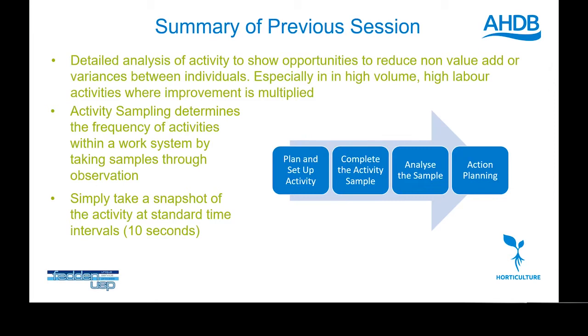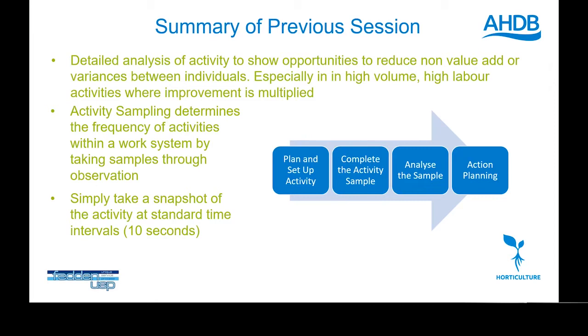So what we do with activity sampling is that we look at the frequencies of activities within a work system, and we take samples rather than observing everything that happens. So we take 10-second snapshots. So we look at someone and we see what they're doing every 10 seconds. And that gives us a view of, over a period of time, what's the split of the work.